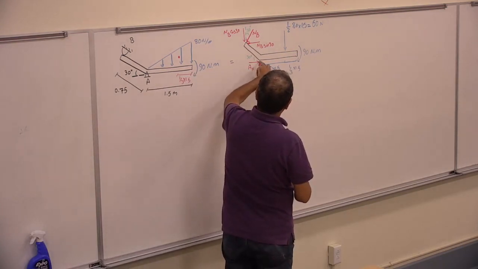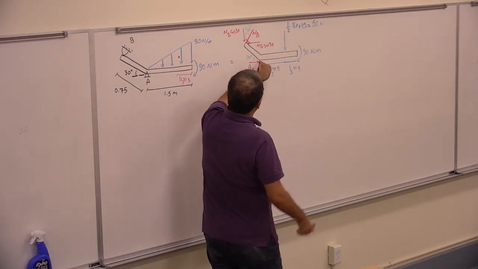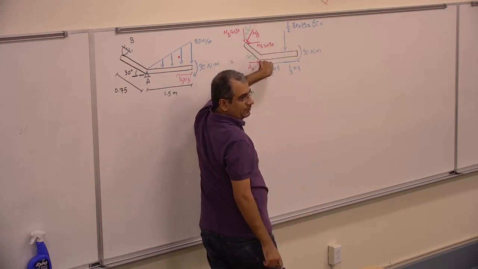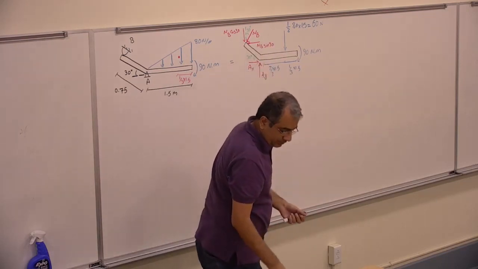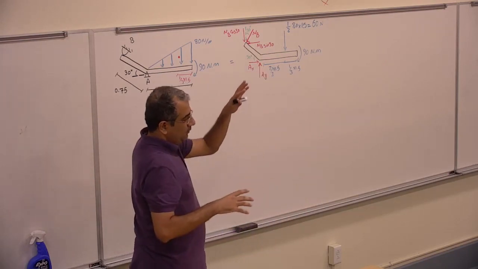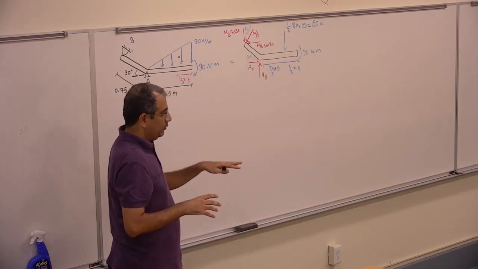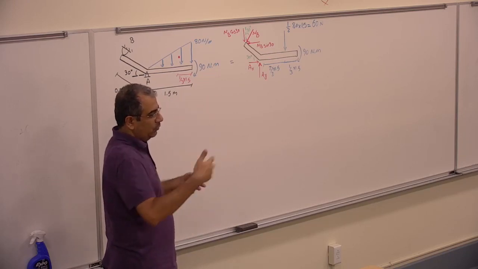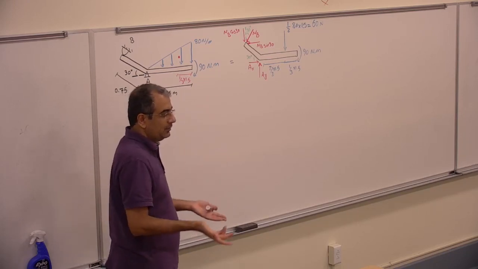So if I write it about here, the only unknown would be N sub B. Yeah. So I'm gonna start. Remember when I said we are writing the equilibrium equation? You don't need to use that order.